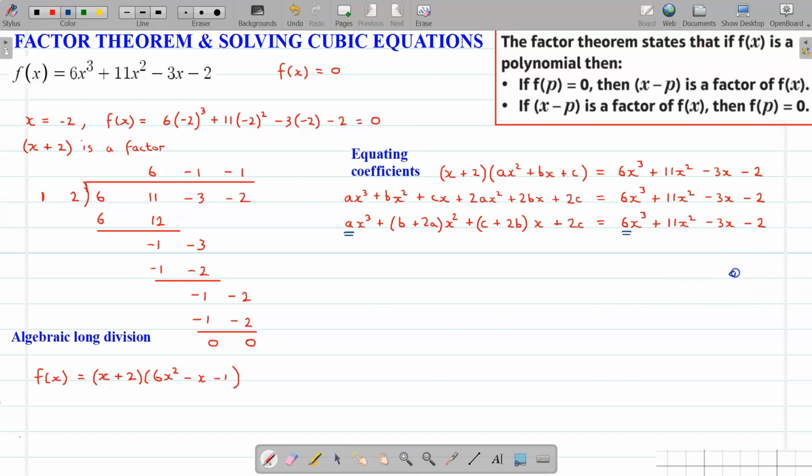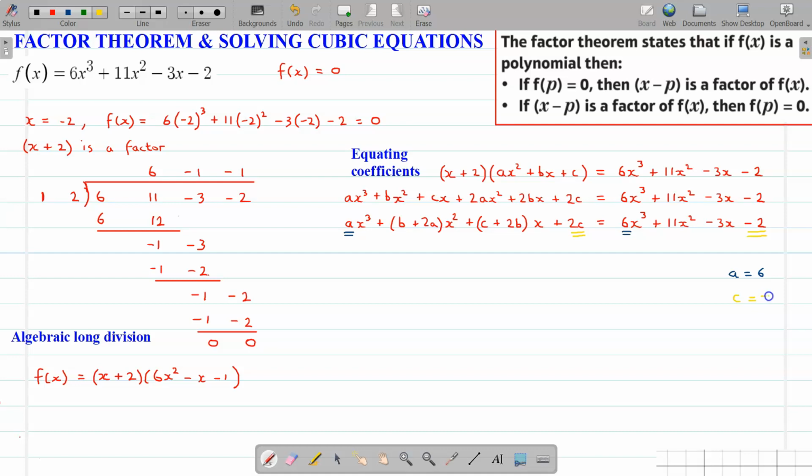I'll just write these over here. Okay, and now I'm going to look at the c term, and I can see straight away that the 2c at the end, the plus 2c, is the same as minus 2. In other words, the number at the end of this is the number at the end of that. Therefore, 2c is minus 2, so c must be minus 1.